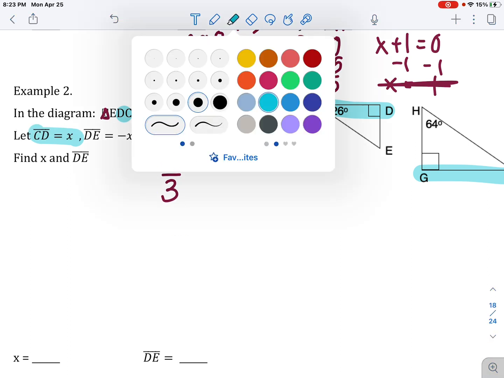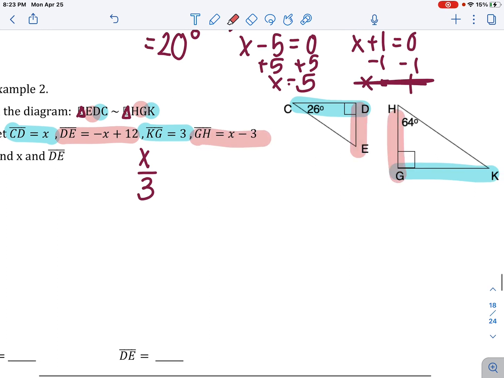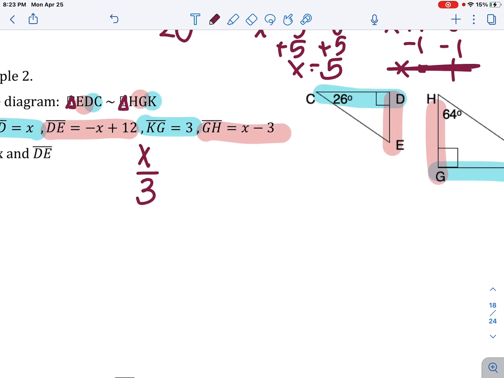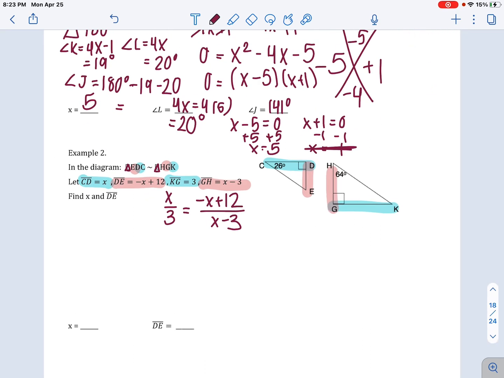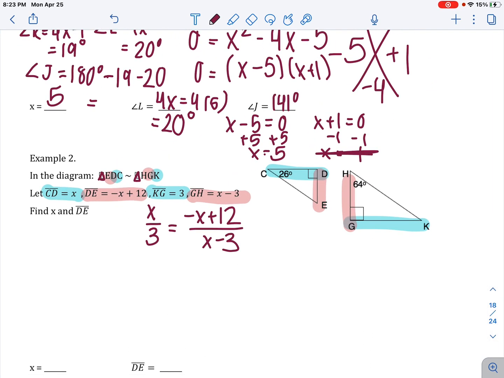And then again, we're setting up these proportions because they're similar. So I have DE is the first two letters, HG is the first two letters, so HG and DE are going to be proportional. So I have minus x plus 12 over x minus 3. So remember, these are the side lengths for this problem.